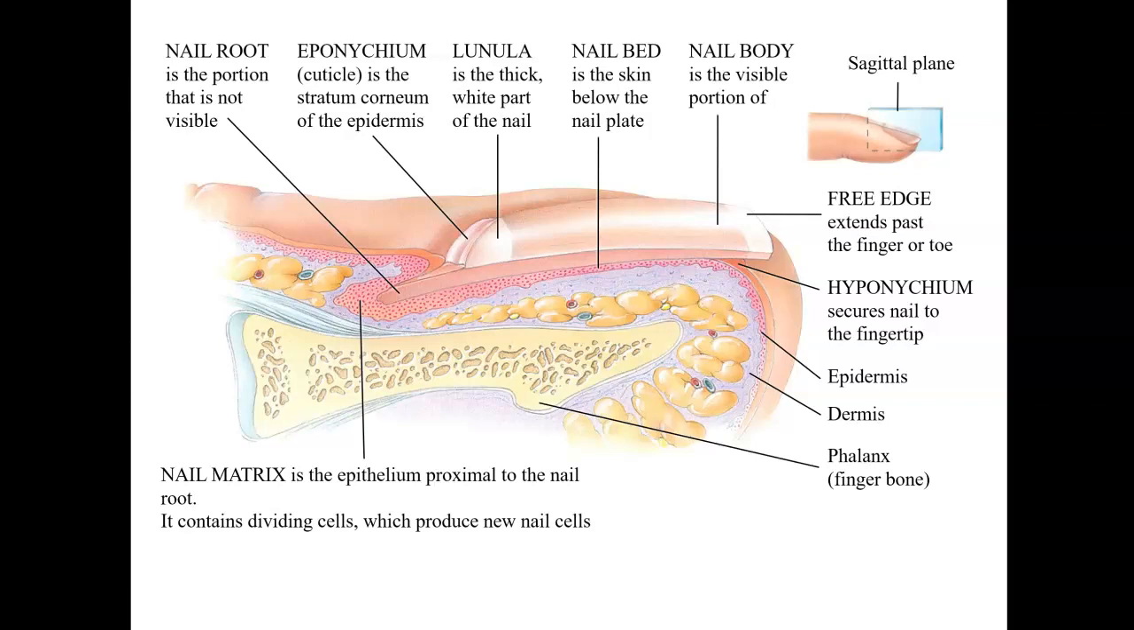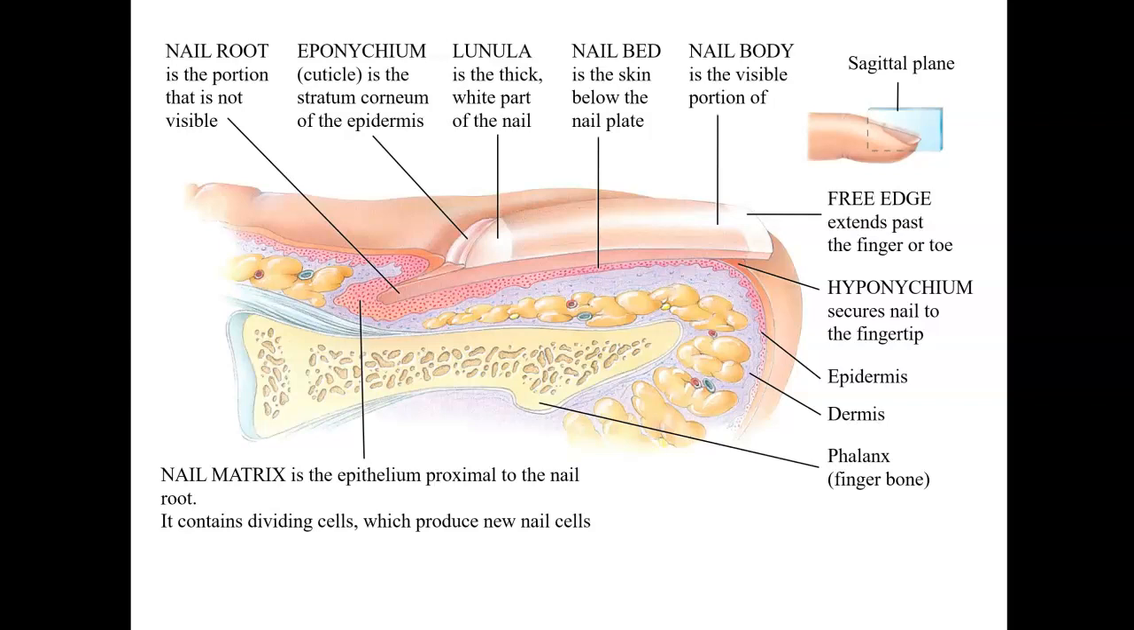So it's the skin that's below the nail plate. The main body of the fingernail is referred to as the nail plate. And then the free edge is the portion of the nail that's coming past the skin. That's the portion that you can bite on or clip off or even file. Then you have your hyponychium. That's going to secure the nail to the fingertip. And underneath that, you see the epidermis, then the dermis, and then the phalanx. That's the actual bone there in the nail tip.